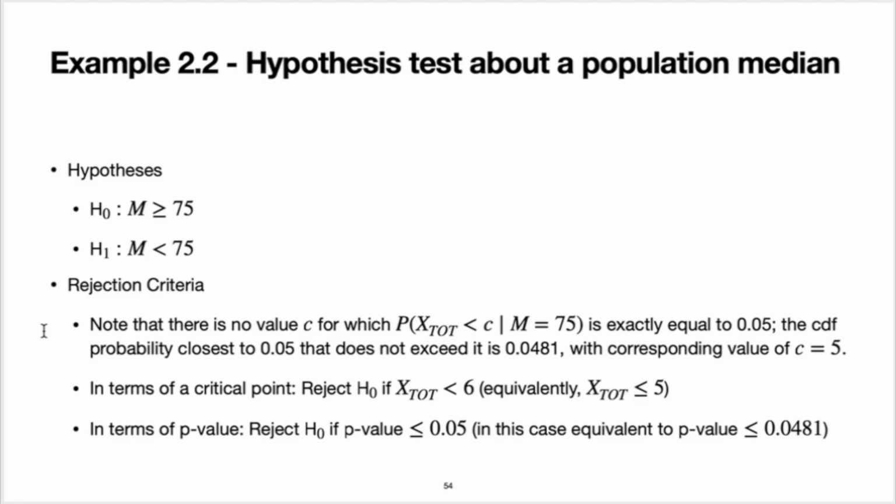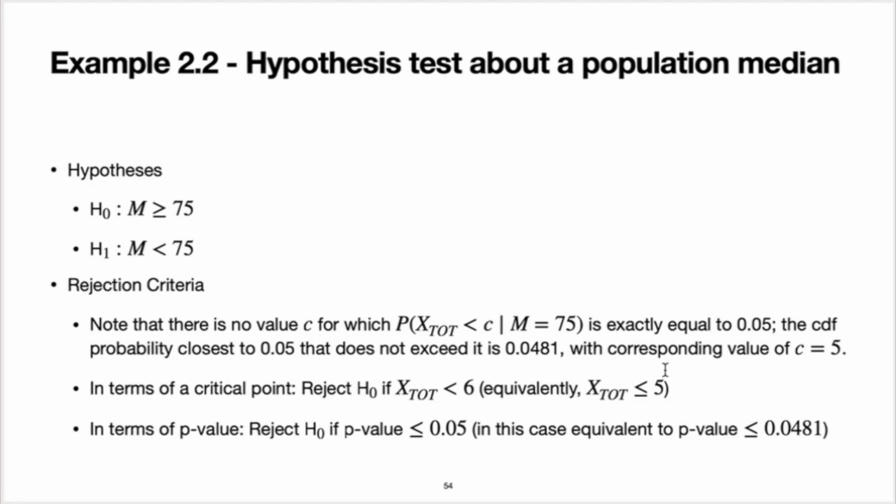Now, again, restating what I said on the previous slide, note that there is no value C, the critical point, for which the probability that X-tote is strictly less than C, given that the boundary condition of the null hypothesis is true, is exactly equal to 0.05. The CDF probability closest to 0.05 that does not exceed it is 0.0481, which we identified.